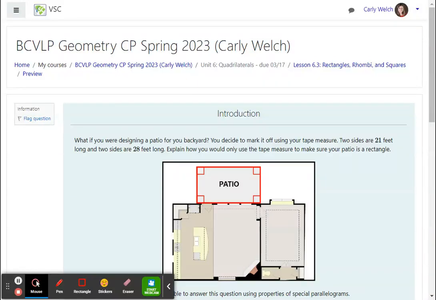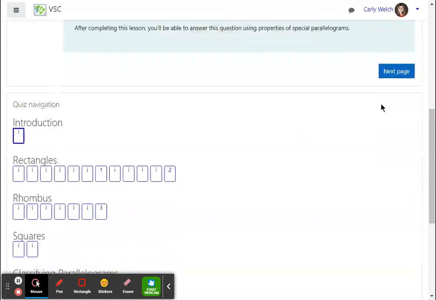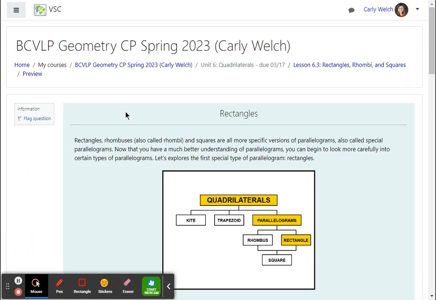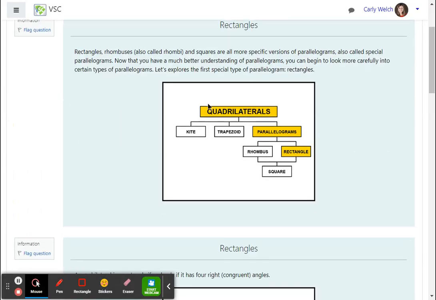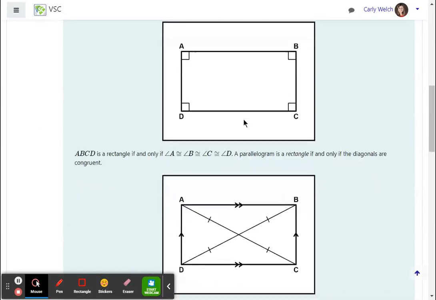All right, lesson 6.3, rectangles, rhombi, and squares. Each of these three shapes has the same properties as a parallelogram from the previous lesson. So quadrilaterals, we've got parallelogram, rhombus, and rectangle all have the same properties. Square has the same properties, but then square also has the same properties as a rhombus and a rectangle. So you'll kind of see how those trickle down.